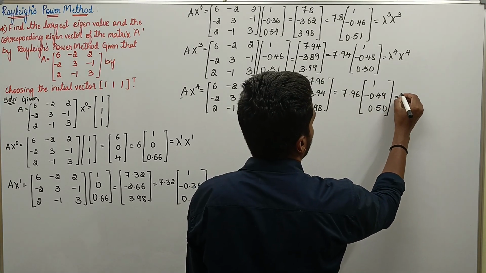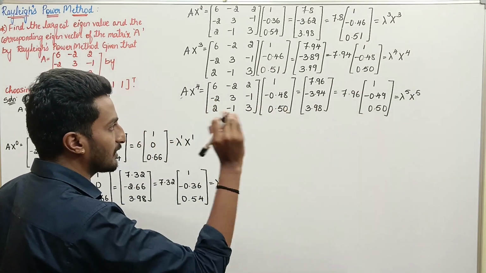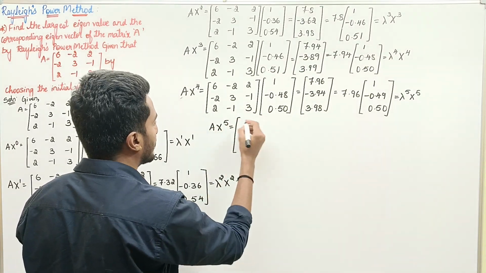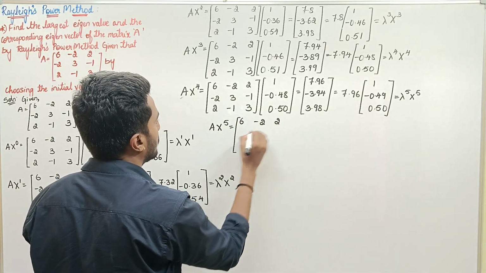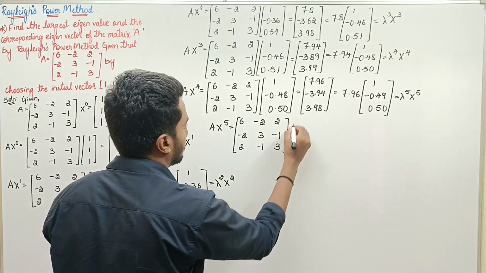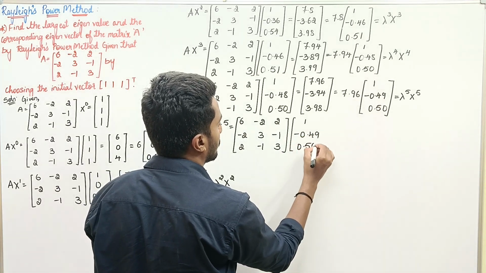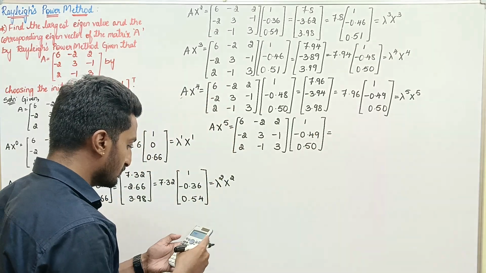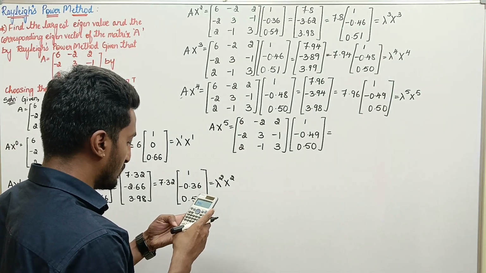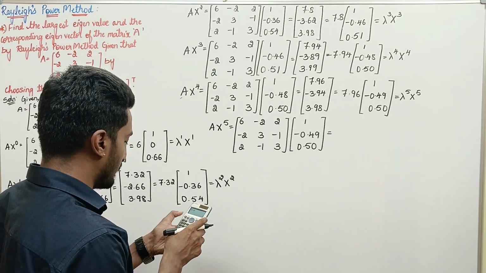0.5 or 0.50. This will be your lambda to the power of 5 and x to the power of 5. If I go with respect to another approximation, I will get the exact value. Let us find A x to the power of 5. The last approximation you can conclude directly. [6, -2, 2; -2, 3, -1; 2, -1, 3] into [1, -0.49, 0.50], which will be equal to, press AC, shift 4 to Mat B, 1 equals, minus 0.49 equals, 0.50. Press AC, shift 4 3, shift 4 4.